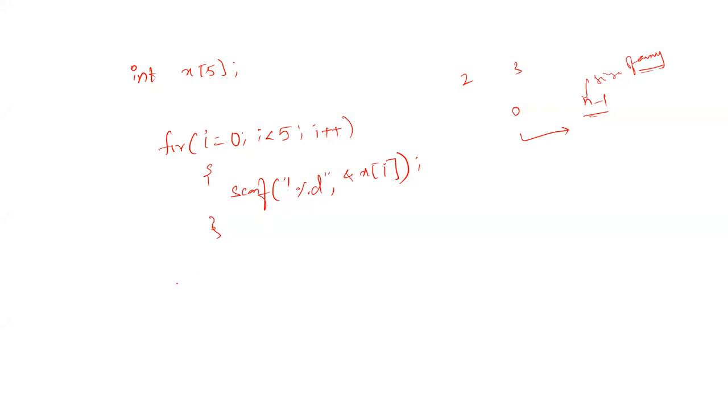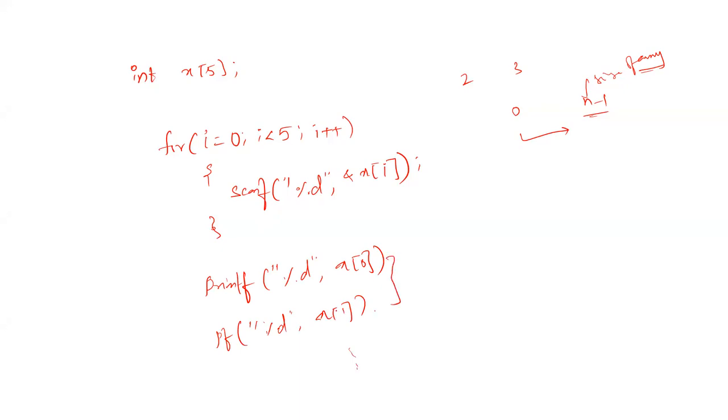And how to print the values? Print cheyalante ela print cheyali? Normally print cheyalante em chestam? Printf. First variable print cheyalante x of 0. Second variable print cheyalante printf percentile d x of 1, and so on. Like that we are going to do that.